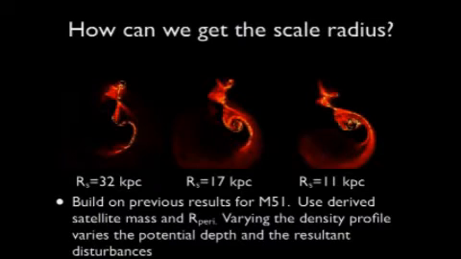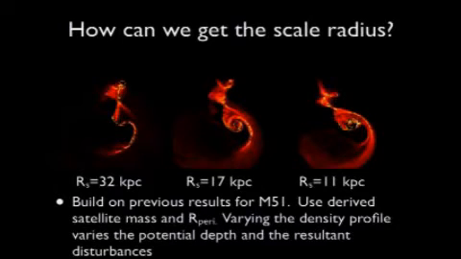And I'm going to vary the density profile of dark matter in the primary spiral galaxy by varying the scale radius, which is equivalent to varying the potential depth. And as you can see, it changes the resultant disturbances dramatically. On the left is a large scale radius case, a scale radius of 32 kiloparsec, and moving down to lower and lower scale radius cases.